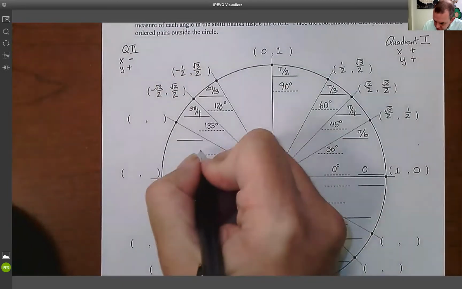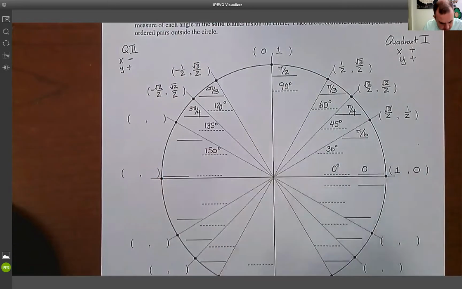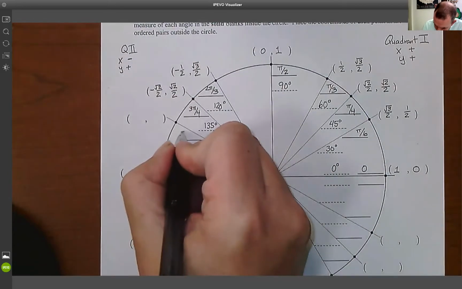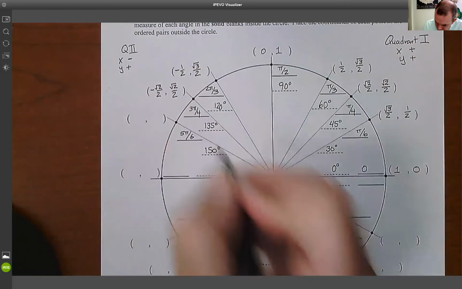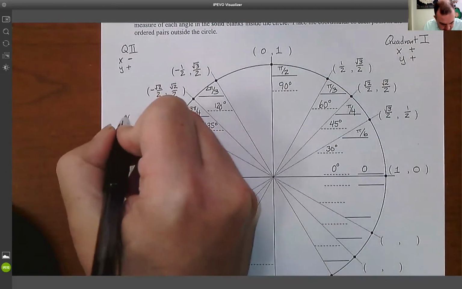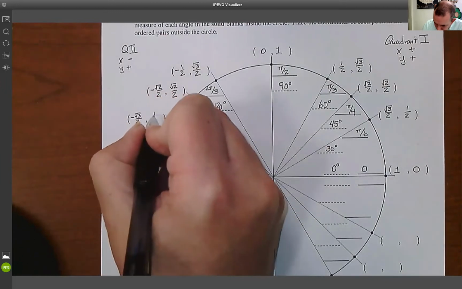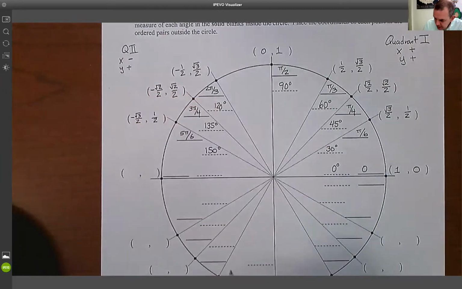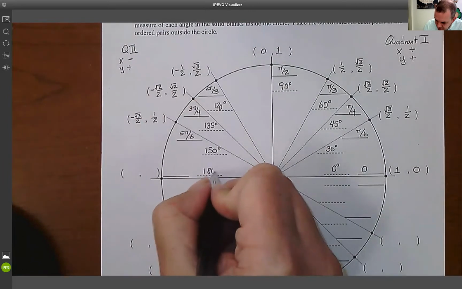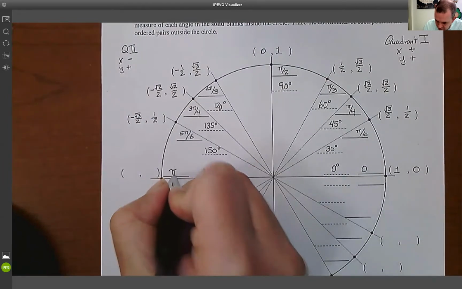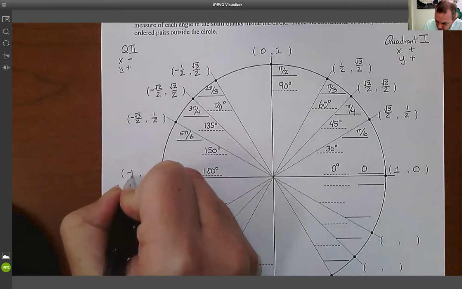Our next one is 150 degrees. That is going to be 5 pi over 6. And that is going to be negative root 3 over 2, 1/2. And then finally here, we're at 180 degrees, which is pi radians. And that's going to be negative 1, 0.